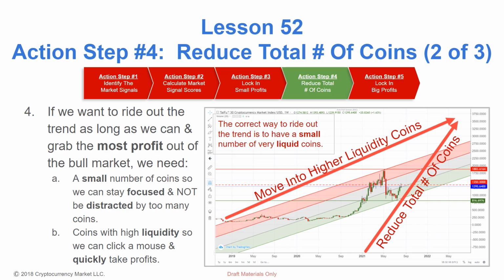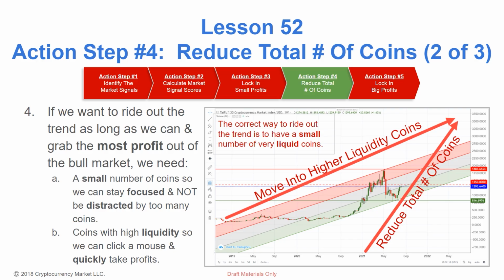coins, guys. As you can see in the two red arrows there, as we go further and deeper into the bull market, we need to move into higher liquidity coins, and we need to reduce the total number of coins that we have so that we are more flexible and we can move faster and we can get out of those coins quickly because those coins have higher liquidity.